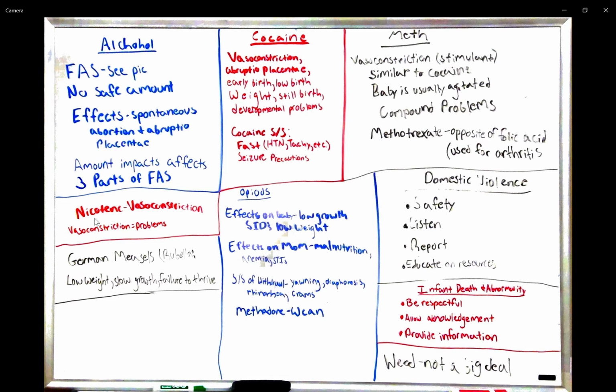Nicotine, so again, we're going to try and talk about smoking cessation. Nicotine, same problems as here. Because of this vasoconstriction, we're not getting blood flow and we're seeing these problems.